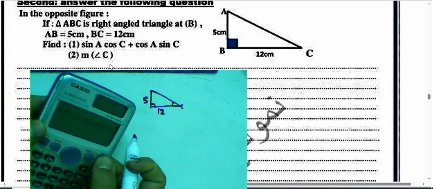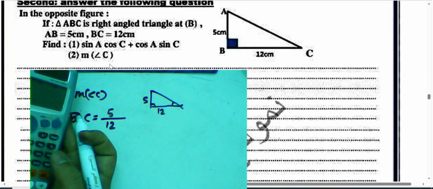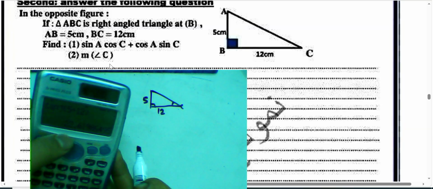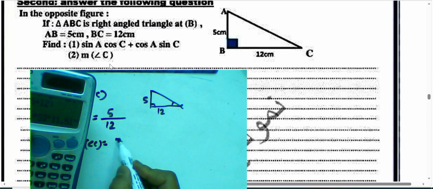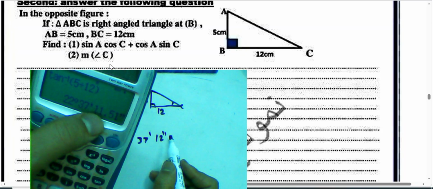Okay, about the answer function here: shift tan, 5 over 12. Then the answer will be here, right? This button here. It will be 22 degrees and 37 minutes, and we have 12 seconds.